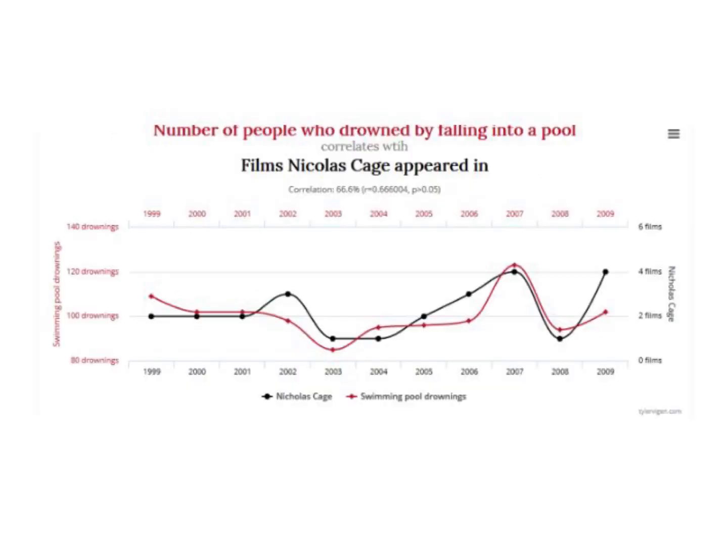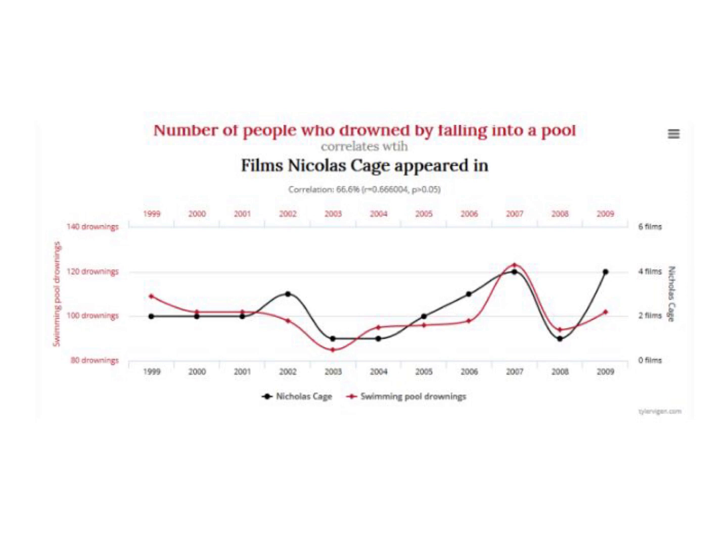So if we look at the bottom here, this shows two different graphs that follow along each other. They'd have a pretty good correlation. It says here an R value of 0.66, so that's moderate. It is the number of people who drowned by falling in a pool, and films Nicolas Cage appeared in between 1999 and 2009. So, do people drowning in pools cause Nicolas Cage to appear in films?